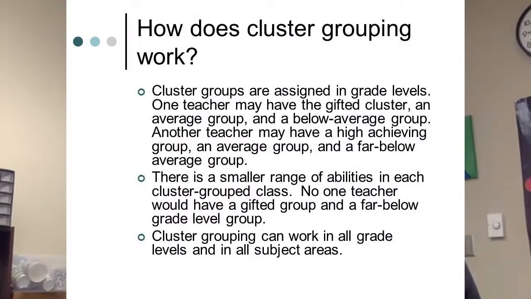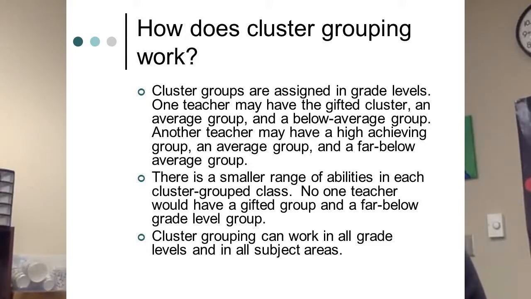So, how cluster grouping works basically is you take students of similar ability and you cluster them together. In this case, this would be gifted students. And it's done by grade level, by subject area. So, for instance, if you have 9 fifth grade ELA kids who are gifted in reading, rather than spread them out amongst 3 or 4 classrooms, you put them all in one classroom, and then you specifically try to meet their needs because they're gathered together in one spot.